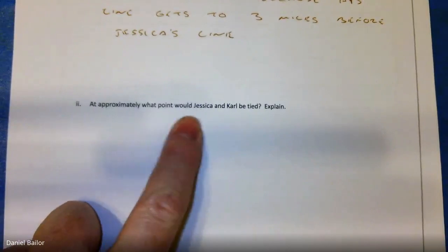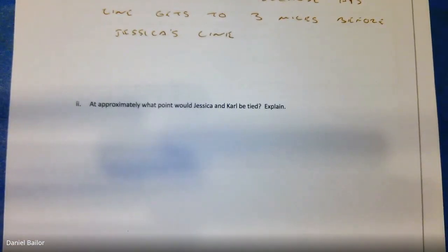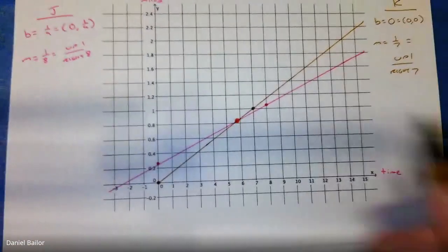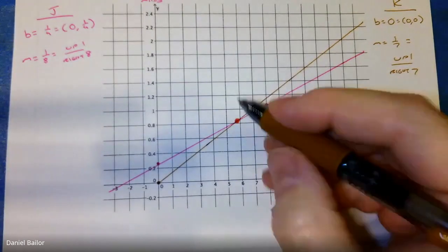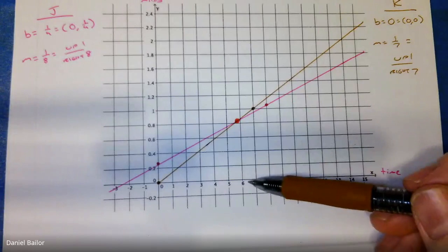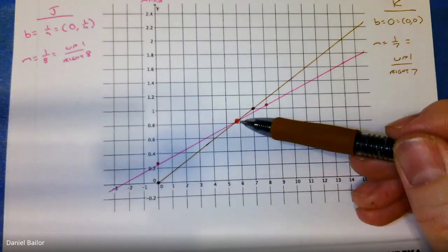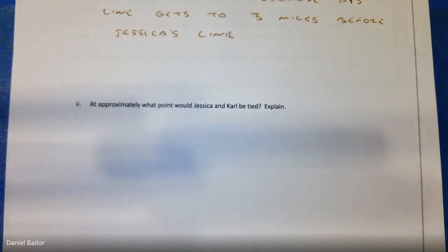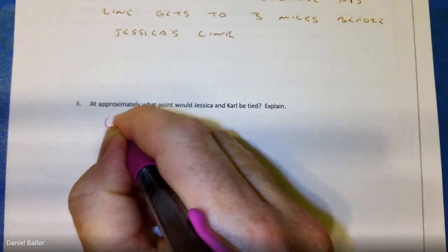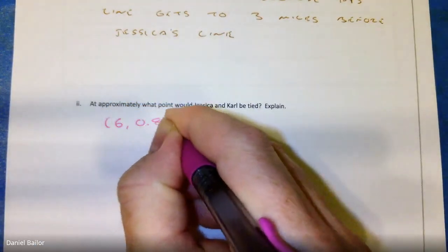At approximately what point would Jessica and Carl be tied? Okay, well, that's this right here. And we just need approximate, so I'm just going to say it looks like about 6 minutes, 6 on the X, and about 0.8 on the Y. So I'm going to say about 6 and 0.8.